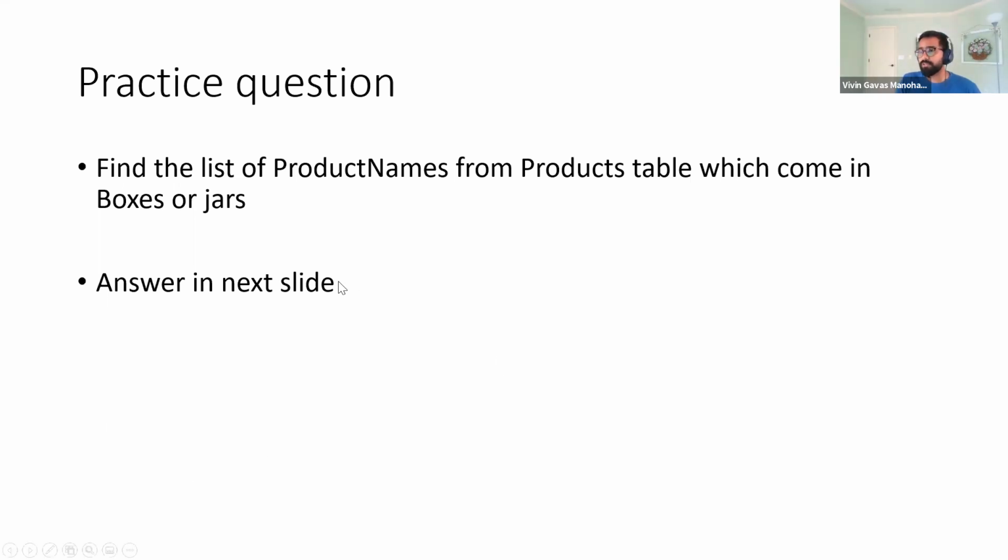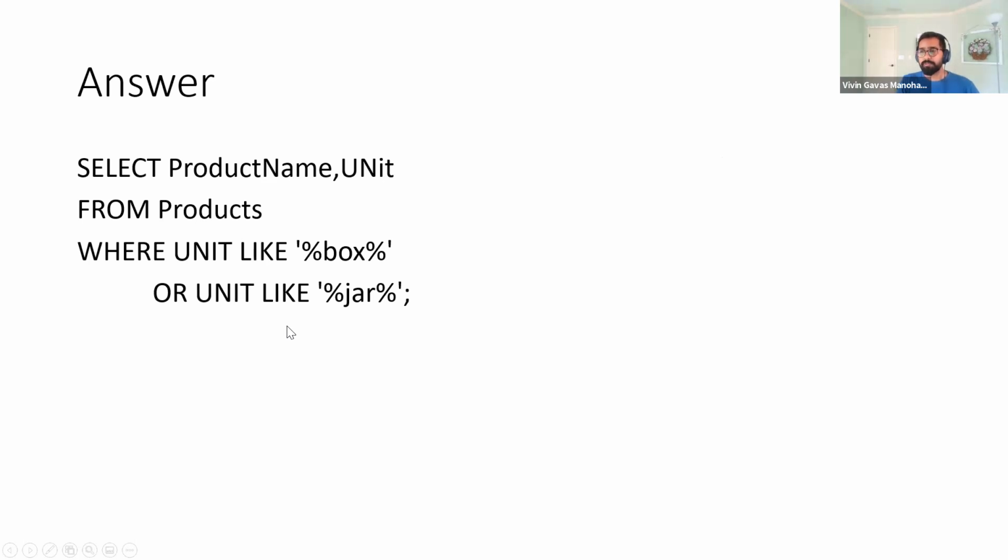Okay, moving to the answer. It is something simple like select product name, unit from products where unit like percentage box percentage, which means that there could be either characters before that or characters after that, or no characters at all. I used a percentage on both ends because in the examples that we've seen, it showed 12 boxes or it showed a box of 10. So in both cases, this would match.